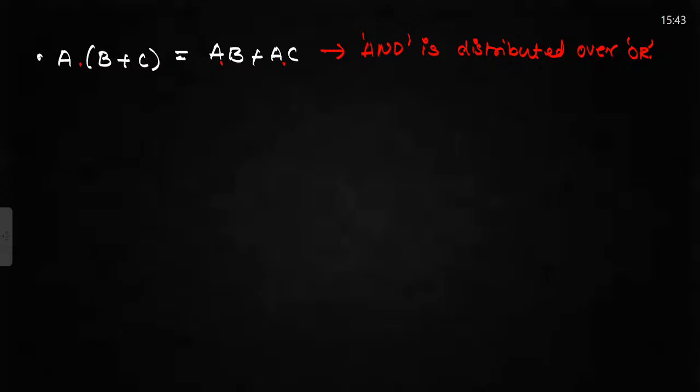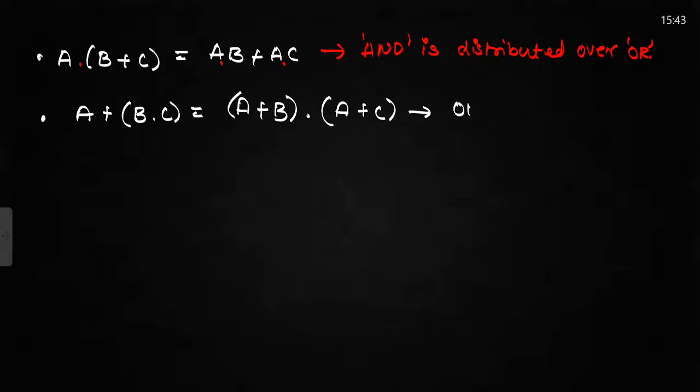Similarly, if I am given A or B and C, then it will be A or B and A or C. Here my OR is being distributed. OR is distributed over AND. So this is the distributive law in Boolean laws.